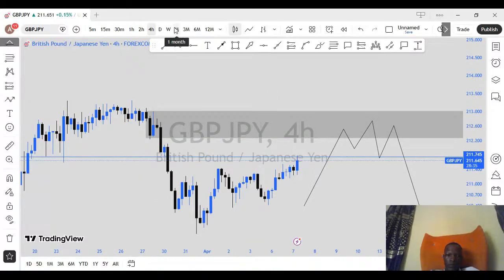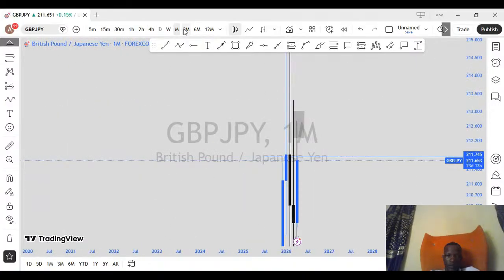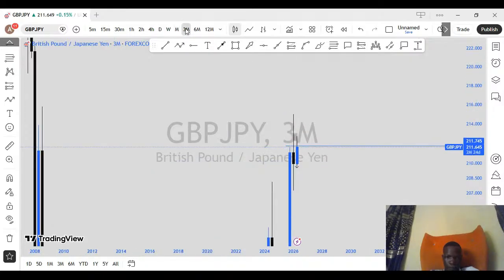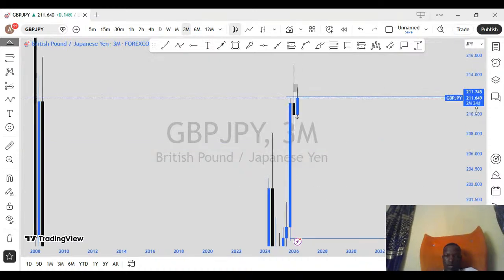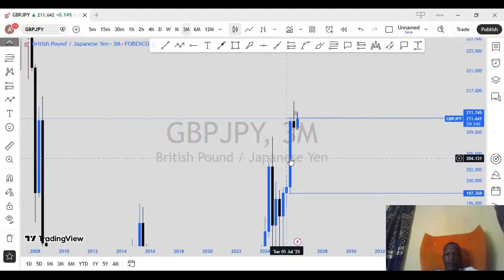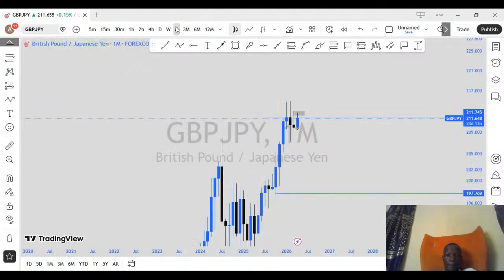Now, to start afresh, let me do it from the monthly time frame. We have CRT, right? From this CRT, we expect the market to come back down to this, or even 50% of the candle. On the monthly time frame, what do we expect? We are hoping to see the supply zone so that we can sell the market.